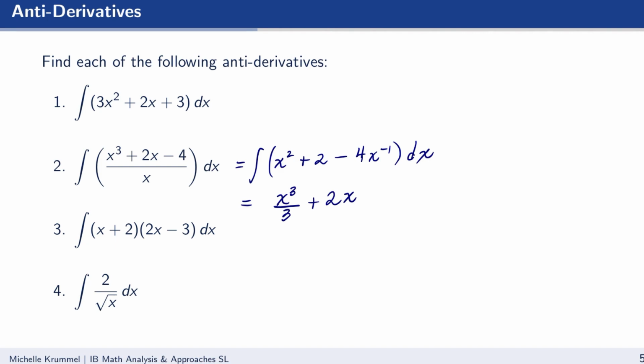Okay, and then the next one, minus 4 is a constant multiple. X to the negative 1, if we add 1 to the exponent, we're going to get 0. Negative 1 plus 1 is 0. Then we're supposed to divide by the new exponent, but that's a problem. We can't divide by 0.